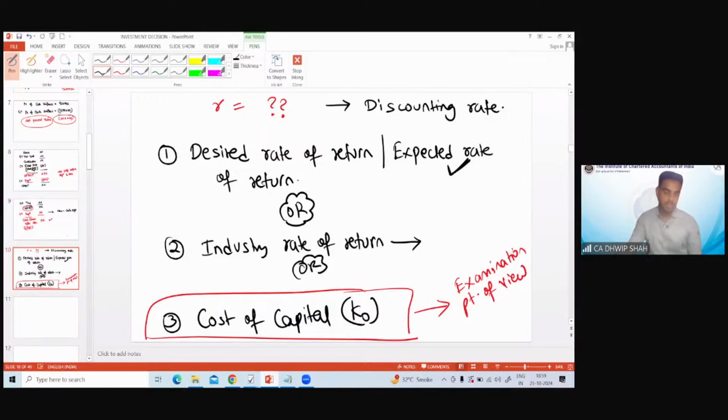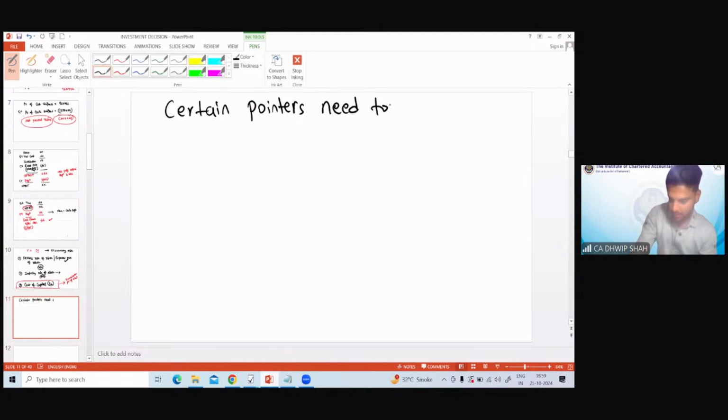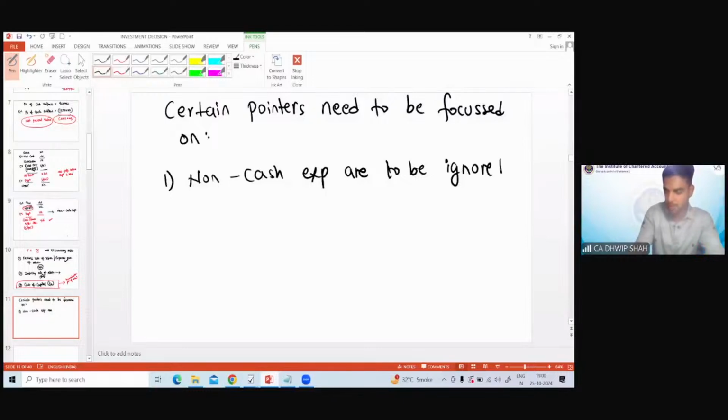Cash flows is done. Now there are certain pointers that we need to focus on while calculating cash inflows. First is, as I said, non-cash expenses are to be ignored. There are certain pointers of capital budgeting that you need to keep in your mind. First is all non-cash expenses are to be ignored because we are more concerned with cash inflows rather than profit. Okay? So this is first.